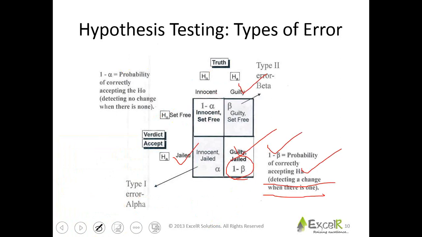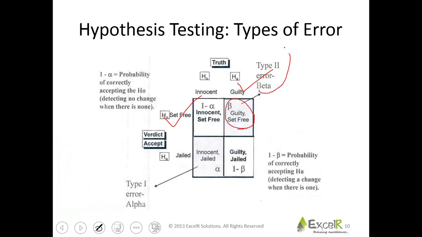This is fine. But in some other scenarios, a person might be guilty, but you might be setting him free. Wrong decision. If he has committed a murder, then send him to jail. If you're setting him free, then that means you're committing a beta error. That is called a type 2 error.